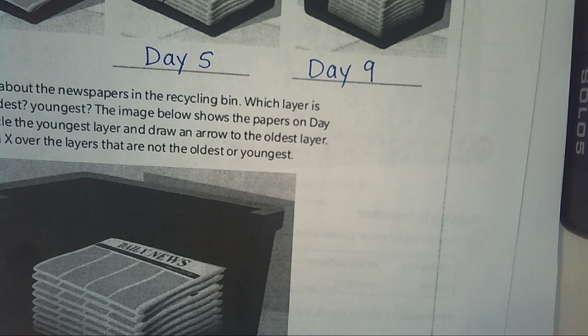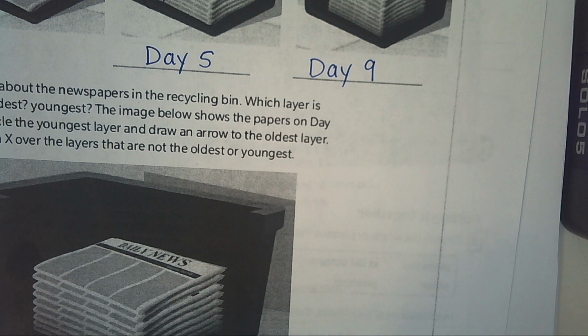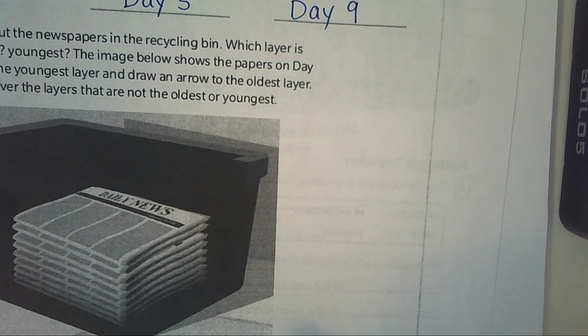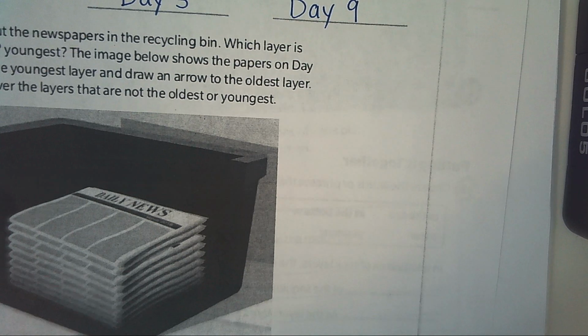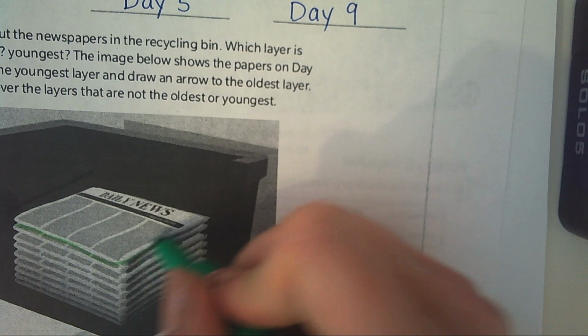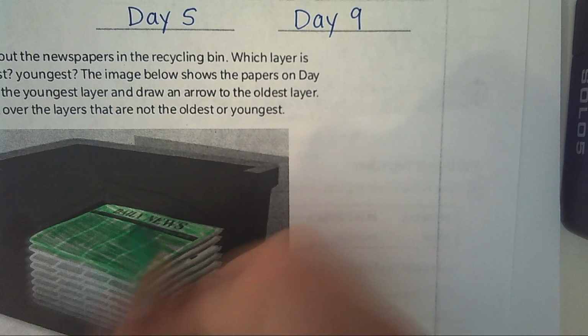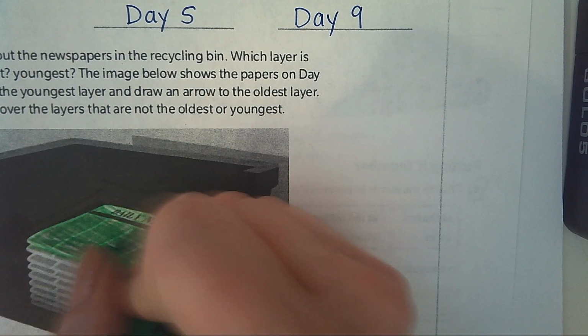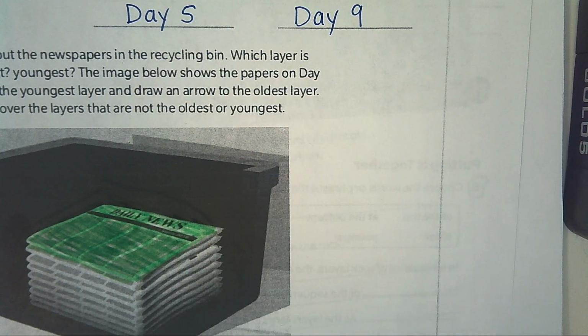So first, we have to circle the youngest layer. The youngest layer is on top. Like if this was day 9, this would be day 9's newspaper right on top. So it's the youngest one. It's hard to circle, so I think I'm just going to color it. So if you want to do that, that's fine, because it's really hard with the way that it's copied. Or you can draw an arrow to it that says youngest. Whichever you decide to do is fine, but circling it seems pretty difficult.